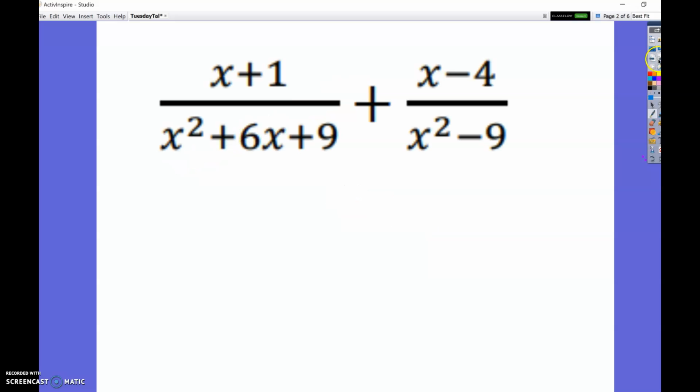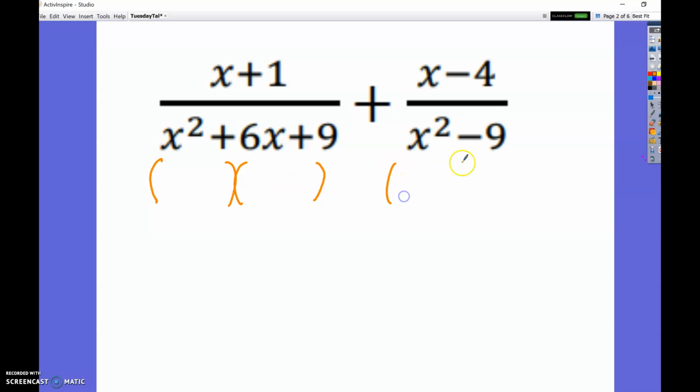But this last Tuesday Talks of the Unit 5 will walk you through some more advanced options of adding and subtracting rational polynomials, and multiplying and dividing, actually. This first one has addition. Remember, with addition, we always need a common denominator.